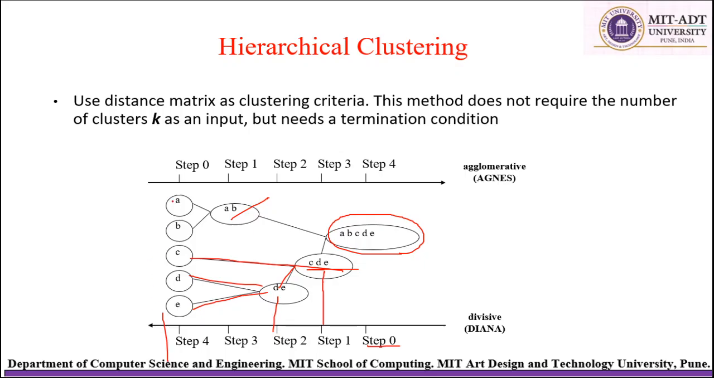Now in this example, we are having every data object as an output. This is just an example. You will not always get a single cluster at the end of agglomerative clustering, or you will not always get individual data points as individual clusters in the divisive or DIANA algorithm. This is a generalized example for the explanation.